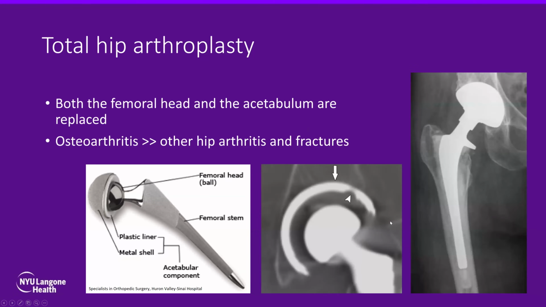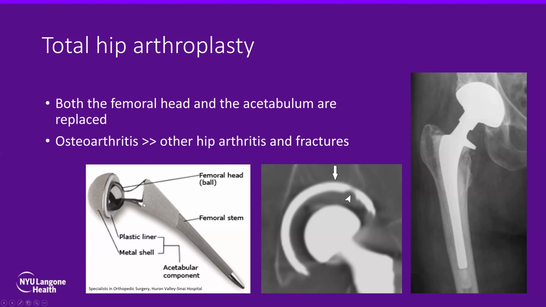So let's start with the classic one, total hip arthroplasty. The term total means that we replace both the femoral head and the acetabulum. The most common cause for total hip arthroplasty is osteoarthritis. That makes sense because in osteoarthritis, both the femoral head and acetabulum are affected, so obviously you want to replace both. Other forms of arthritis may also result in hip replacement, or sometimes fractures.